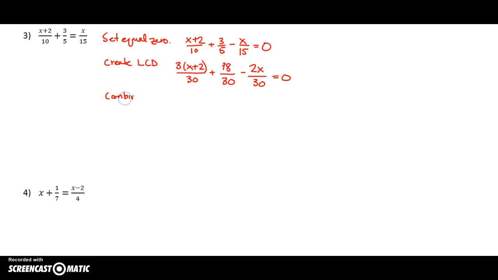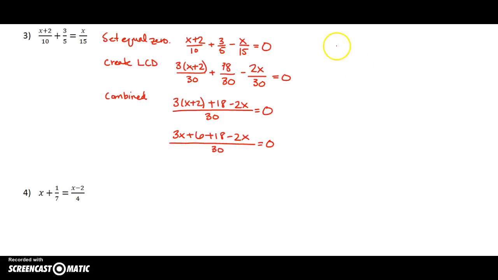Then what we said was start to combine them together into one fraction. So 3x plus 2 plus 18 minus 2x, all over their common denominator of 30, equals 0. Continue to combine by distributing. So we distribute the 3. Again, all of that is still over your common denominator of 30. Combine one more time, so 3x minus 2x is an x, plus 24 over 30 equals 0.